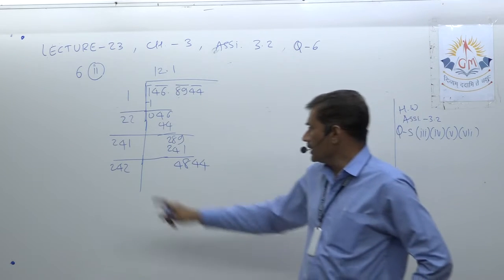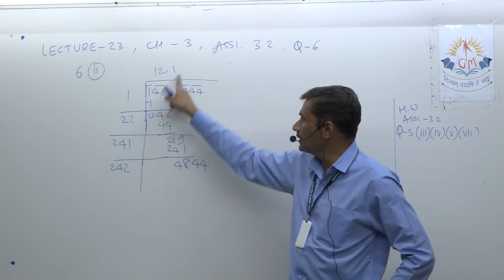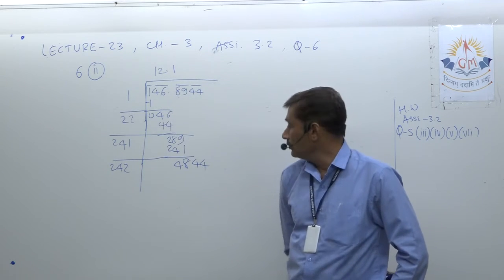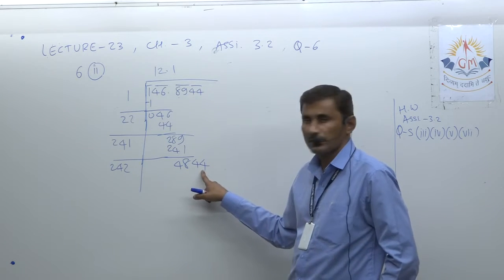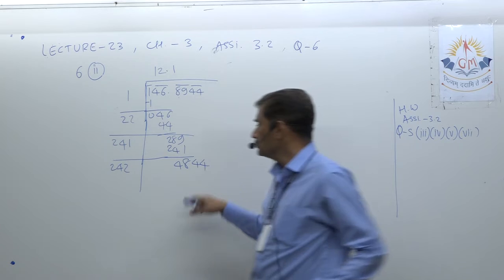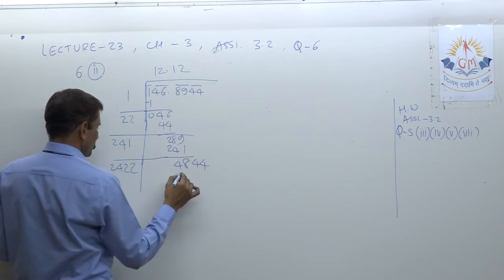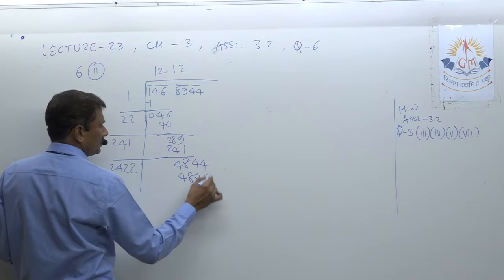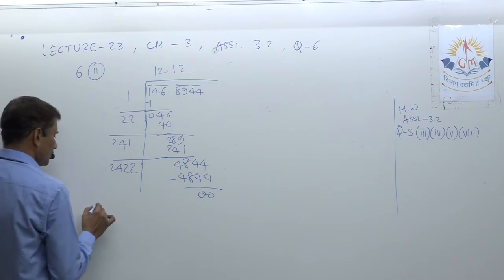Now again, if you place 1 here, then 2421 into 1. 2422 into 2. If you make it twice here, then it will automatically and very easily come. So 2422 into 2 will be 4844. Remainder 0, so stop. Whatever answer you got, just write it down.